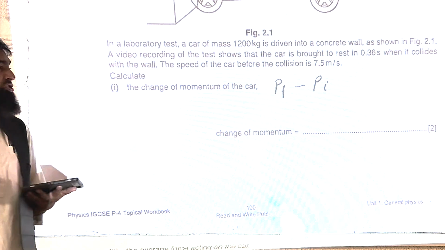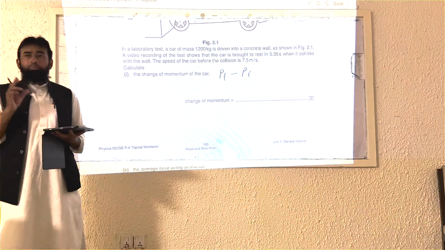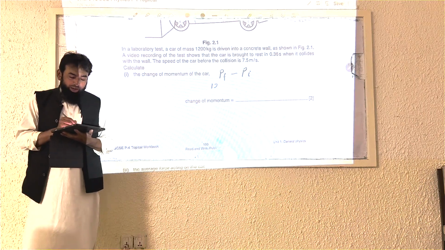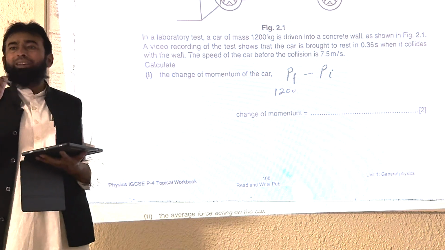Yes, m1. What is the velocity? At what velocity is the car moving? 7.5 meter per second. The momentum before the collision, that is, the mass of the car is 1200. I am finding out the final momentum.